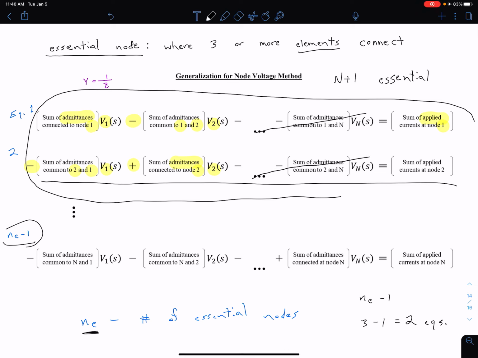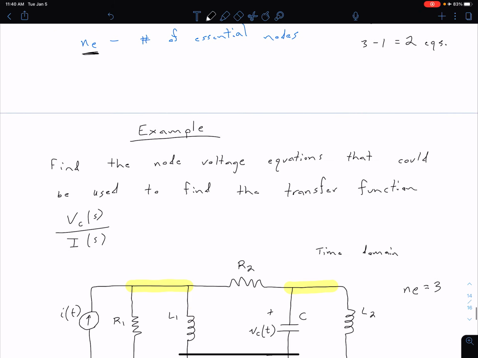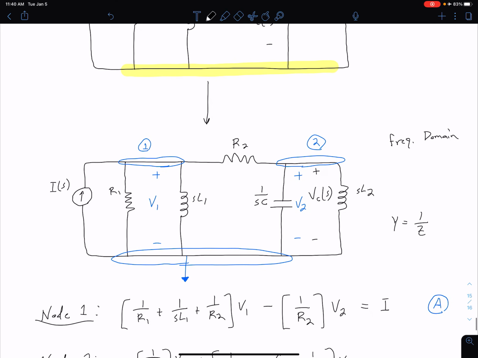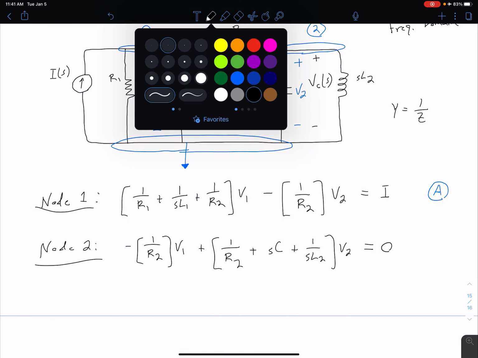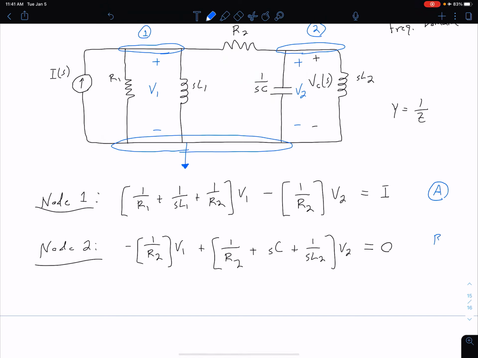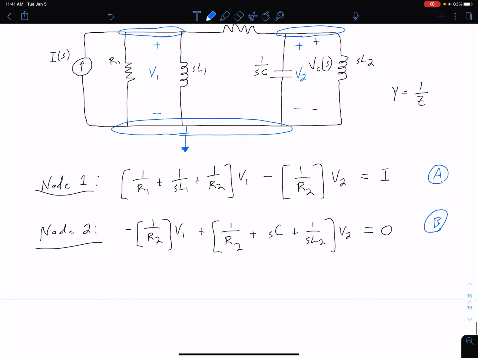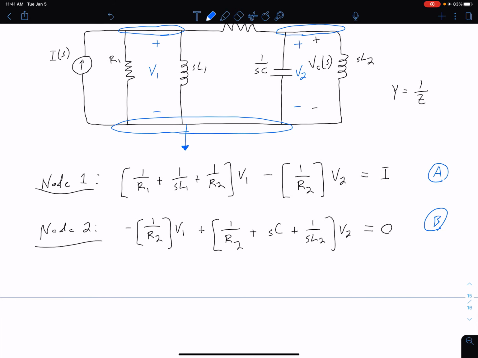And again, we're not going to have a V3 term because we don't have a node voltage V3 and nothing beyond that. So now we're looking for the sum of applied currents at node 2. So these are currents that are directly applied to node 2. We see we do not have any currents connected anywhere to node 2, so we're just going to put a 0 here. Okay, and to be consistent with my notes, I'm going to label this as equation B. Okay, so those would be the two node equations we would need.